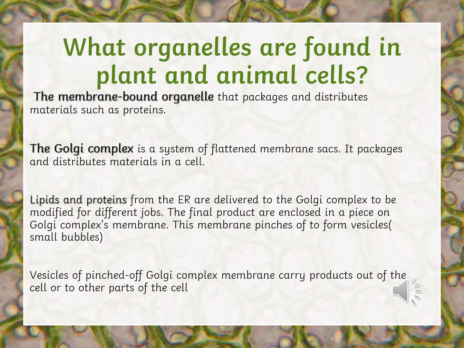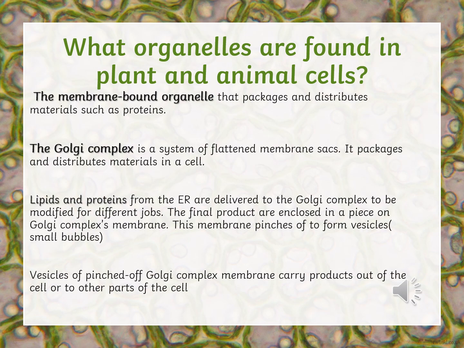We talked about the endoplasmic reticulum and its two types. Let's talk about another part called the Golgi complex. It is a membrane-bound organelle that packages and distributes materials such as protein. It's a system of flattened membrane sacs. It packages and distributes the material in the cell. The lipids and proteins from the endoplasmic reticulum, the rough for the protein and the smooth for the lipid, are delivered to the Golgi complex to be modified for a different job.